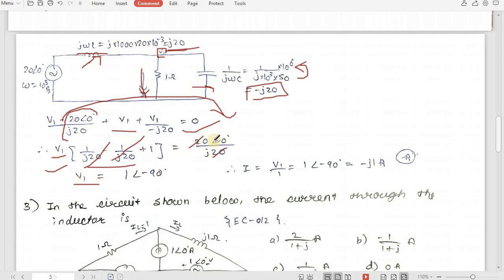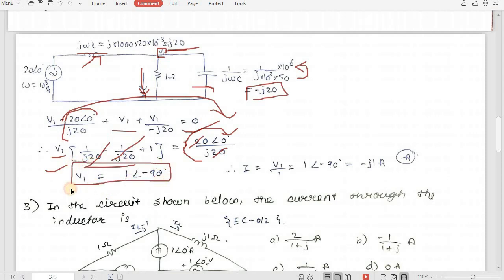You will get 1 angle of minus 90 degree. As you can see, if we take J to the numerator, you will have minus J. And minus J we can write in the form of angle, it will be minus 90 degree. So you get your V1 equals 1 angle of minus 90 degree.